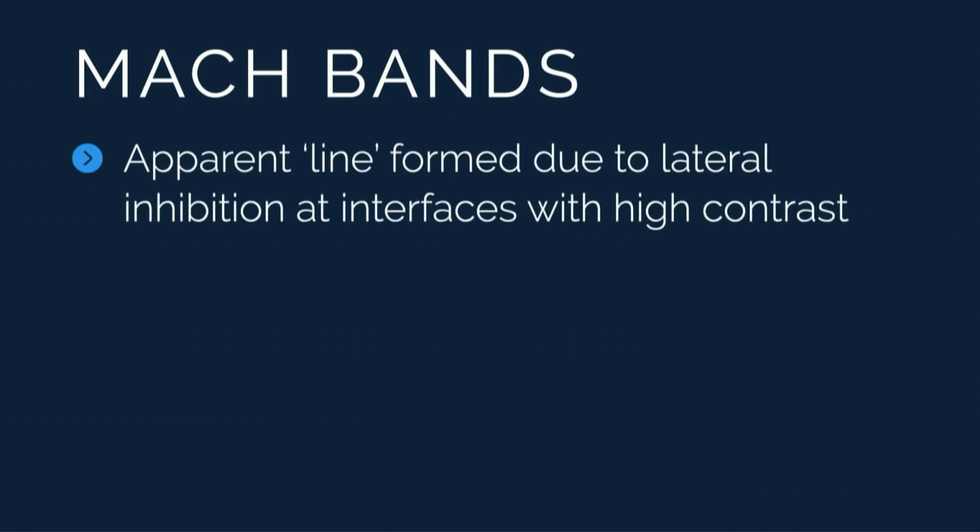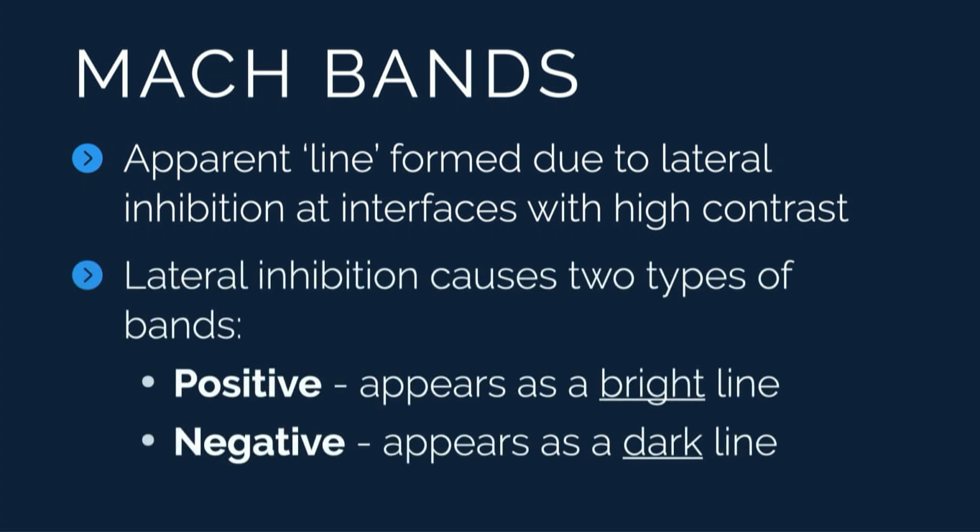And then there's the concept of Mach bands. Again, we're seeing something that's not there. It'll form a line based upon the background and what's going on. So quote unquote positive Mach bands will appear as bright lines and negative Mach bands will appear as dark lines. And this is an example of Mach bands.